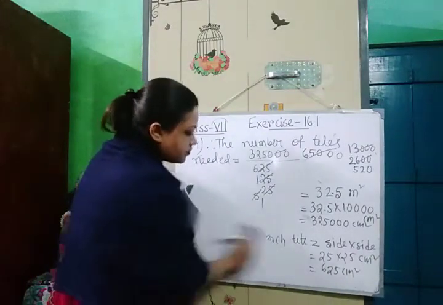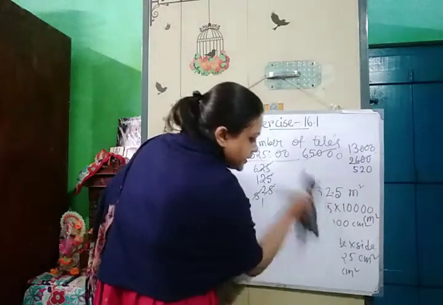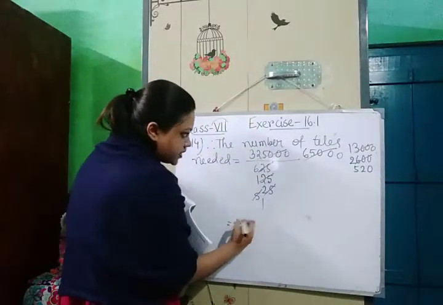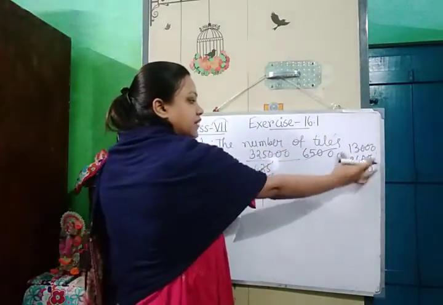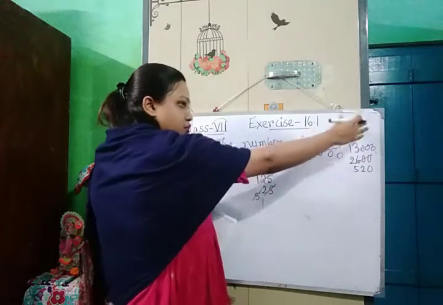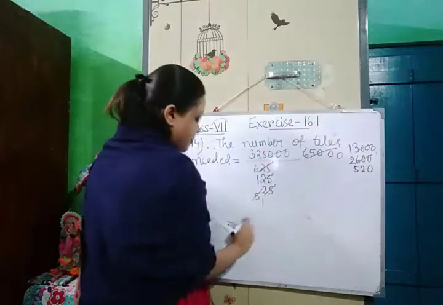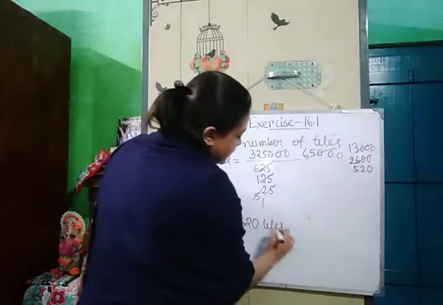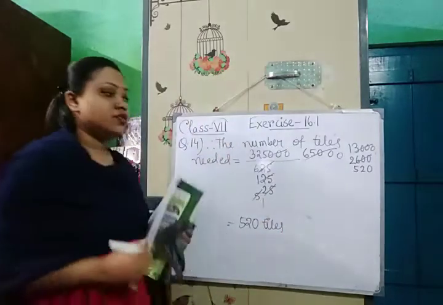So how many tiles will be needed? 520 tiles. Since space is not there, I have done the cancellation here. You will have to do it here. So 520 tiles are needed to cover the room.